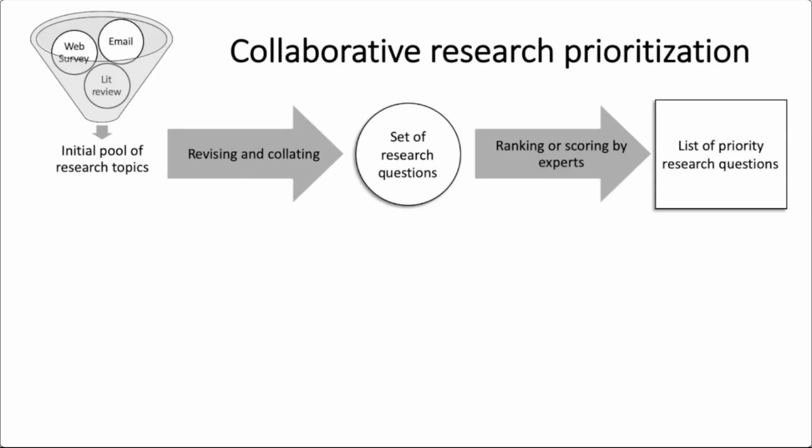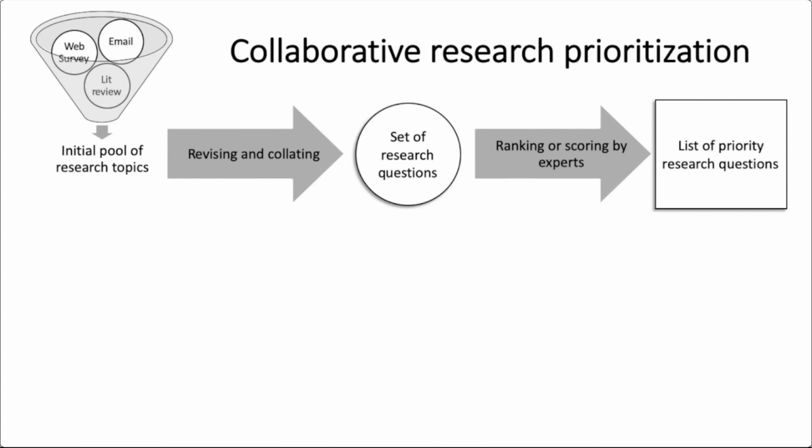And so collaborative research prioritization is this approach that you may be aware of, and it's characterized by 4 main steps. In my opinion, the first step is an initial step where the study leaders gather a large pool of research topics related to the field of interest for them, and they do this by identifying knowledge gaps, either through email surveys or web surveys, or potentially by doing large literature reviews.